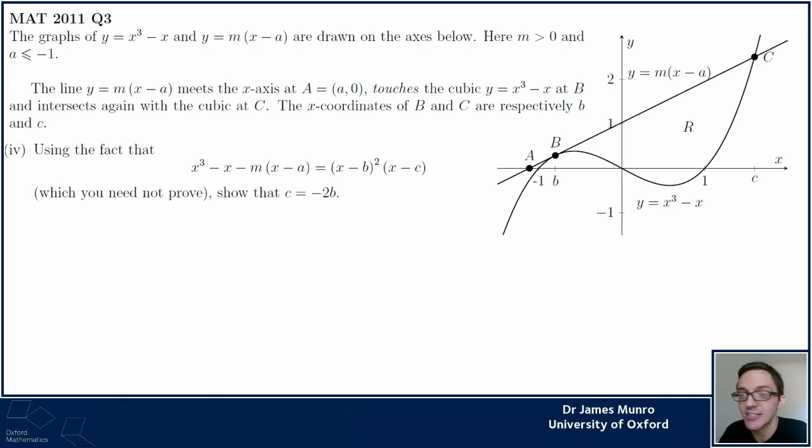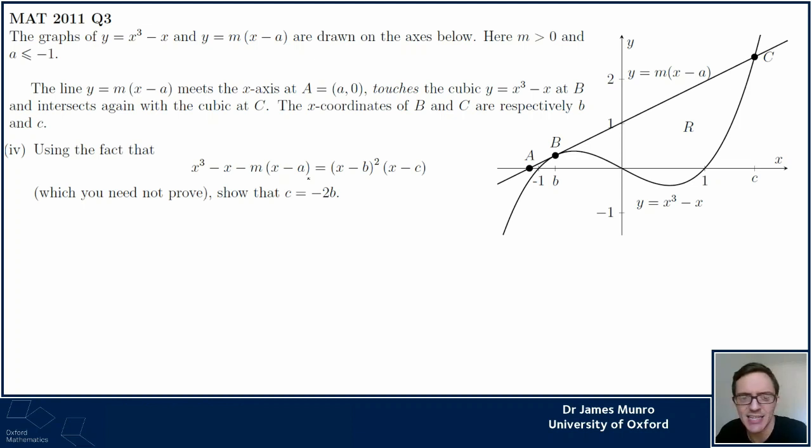This says that the difference between the line and the cubic has a repeated root at b, another root at c, and the coefficient of x cubed is 1, so there's no prefactor in front of this. That's how I would prove it if I had to prove it. Anyway, we're not told to prove it, so I should shut up and instead show that c is equal to minus 2b.